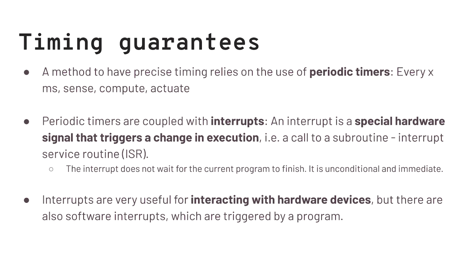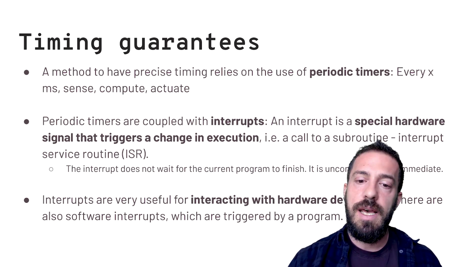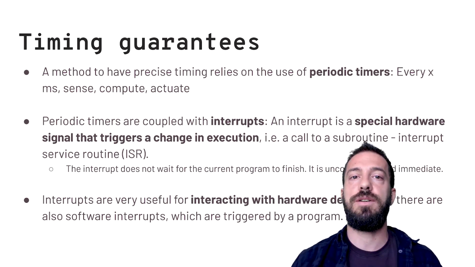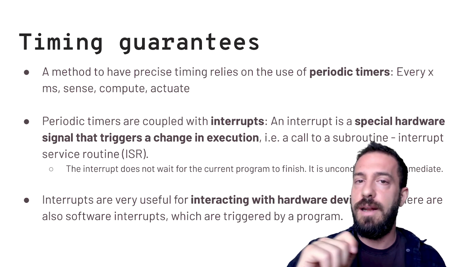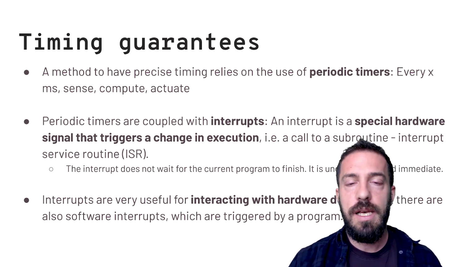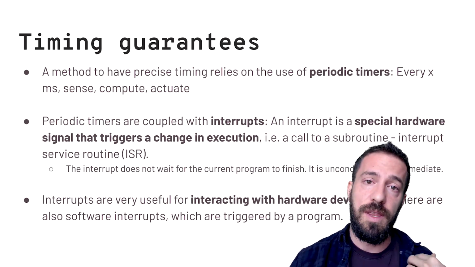They're very useful for interacting with hardware. Besides the periodicity they offer, there's also a good way to have asynchronous communication. So you don't have to be polling the sensors: do you have a value? Do you have a value every X time units? Instead you just wait, and then you get an interrupt from the sensor saying, I have a value, and then you're interrupted, you go to the sensor, pick up the value, and process it. So they're very useful for interacting with hardware devices.